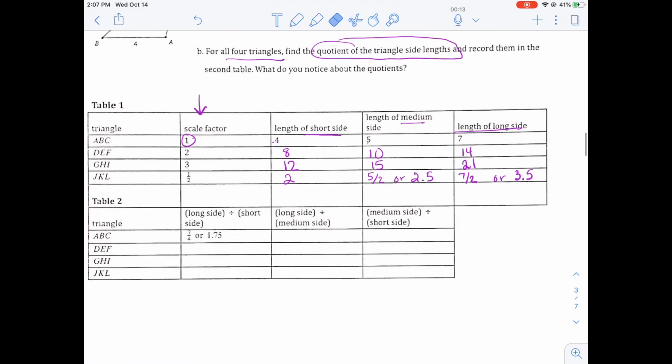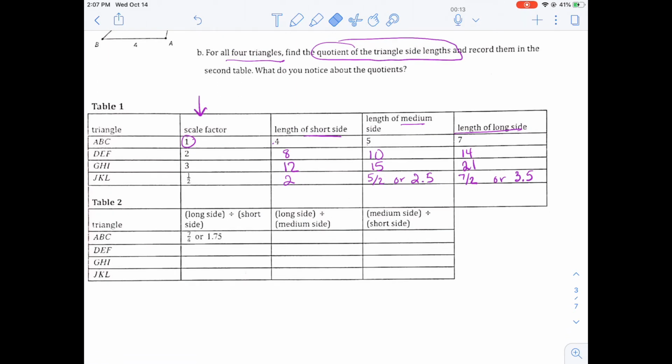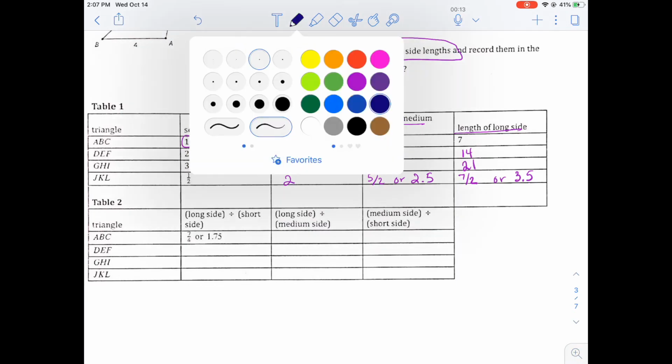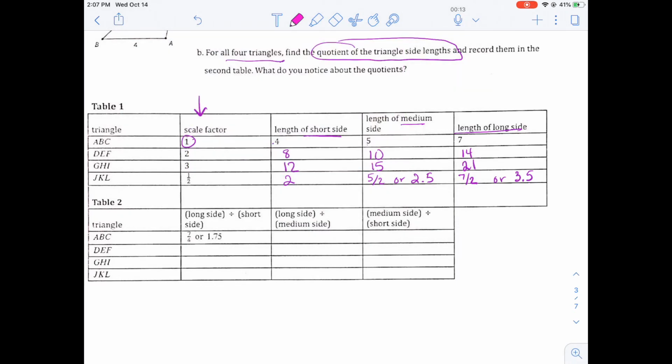All right, so let's look here. So triangle A, and they've done it for us, is the long side divided by the short side. So when we look back up in our original problem here, our original problem, ABC, we had the long side is 7 and the short side was 4. So we're taking 7 divided by 4. So we're just picking 2 sides and we're comparing them. So we're going to do the same thing with DEF. So DEF, the long side is 14 and the short side is going to be 8.